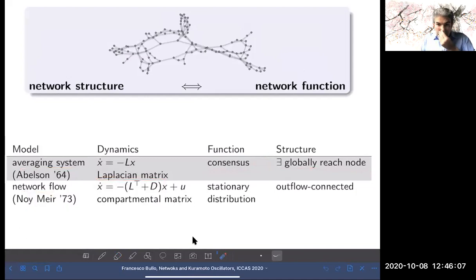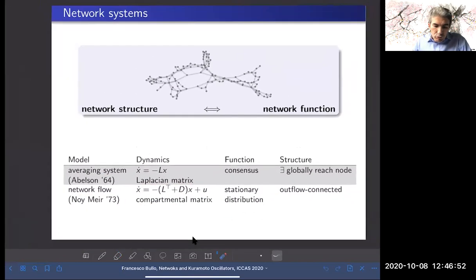The other basic continuous time linear network system example that I wish to mention is a classic desert ecosystem model by Neumayer 73. I'll refer to it simply as a network flow system. It's also described by a Laplacian together with some outflows. It has an input. The matrix is more generally referred to as a compartmental matrix. Nevertheless, in a flow system, a stationary distribution is achieved if and only if the underlying topology of the graph has the property of being outflow connected, which means from every node there is a directed path to an outflow.